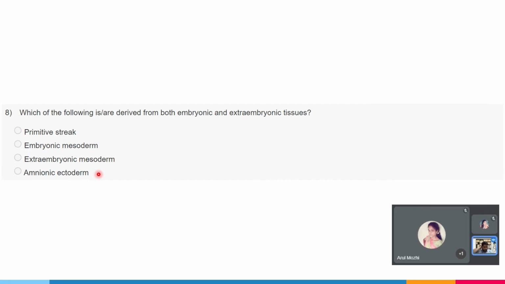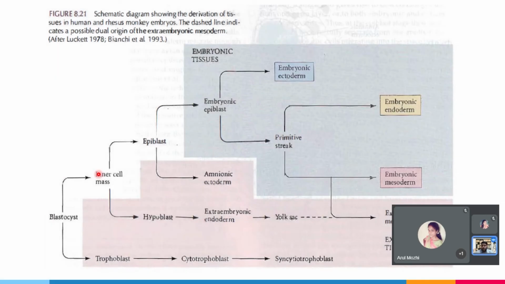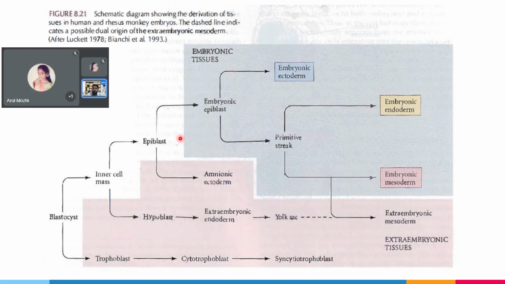For this particular question, we'll directly move on to this schematic. This is a schematic diagram showing the derivation of tissues in human and rhesus monkey embryos. The dashed line indicates a possible dual origin of extra-embryonic mesoderm, so this is something that we will have to look into. These are probably produced via lineage tracing experiments that we had briefly seen early in the course, in which we try to produce fate maps that help us understand which tissues are derived from which ones.